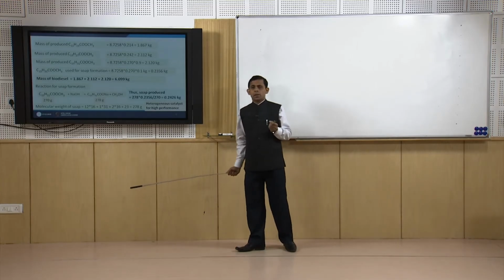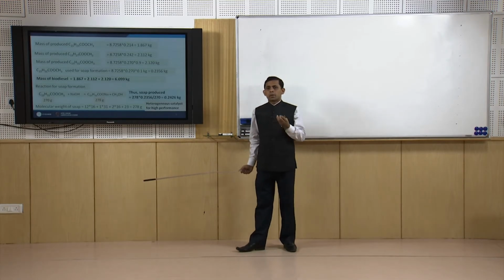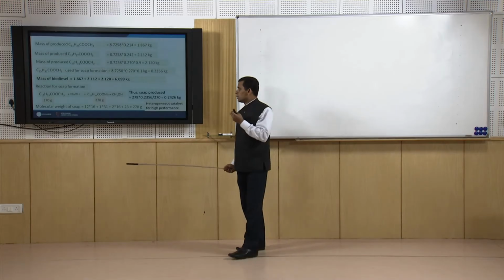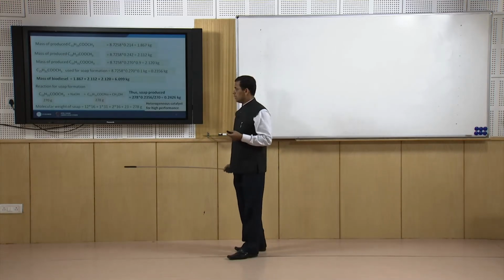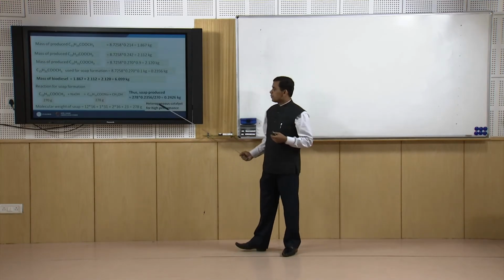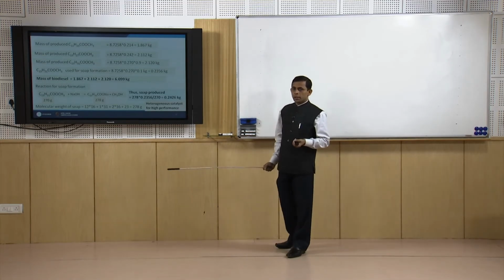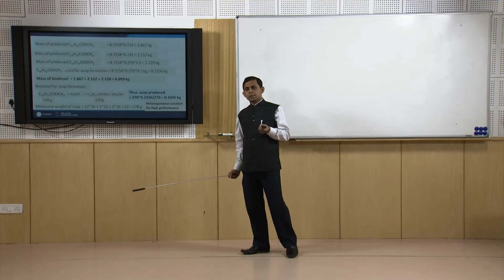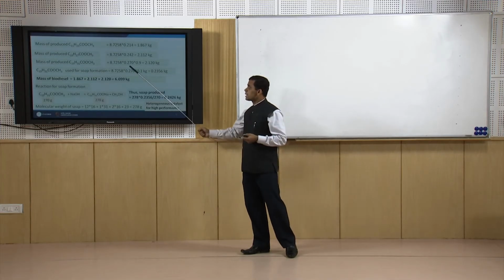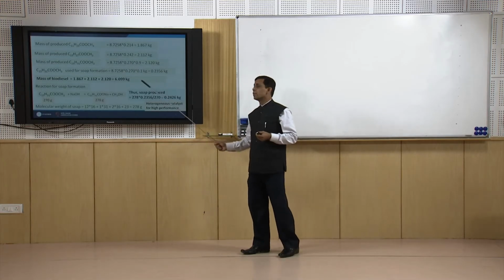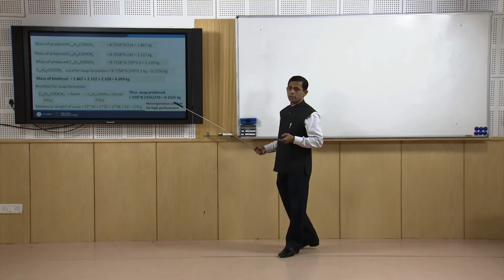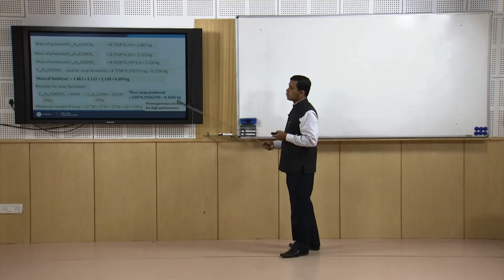So, now we have been able to calculate the production of soap, production of glycerol and production of biodiesel. The last part of this question was how we can improve the performance of this process. So, the performance of this process can be improved if we replace the NaOH catalyst by some heterogeneous catalyst. So, this is the solution of the problem.